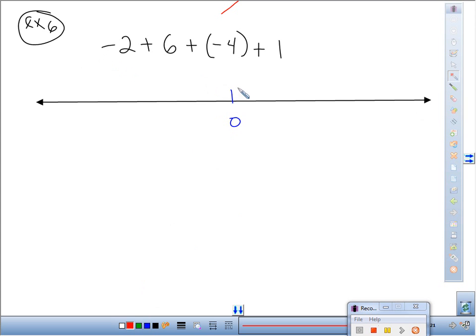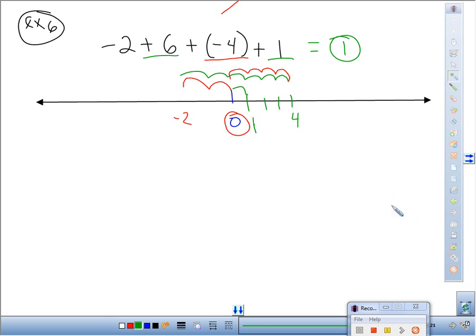First number, negative 2. So that means 2 steps to the left. 1, 2. Next number, 6 steps to the right from here. 1, 2, 3, 4, 5, 6. And we land on 4. Next number, negative 4. So from here we go 4 steps to the left. 1, 2, 3, 4. And we land where? At 0. And then the last one, we go 1 step to the right. So the answer for this whole thing is 1.